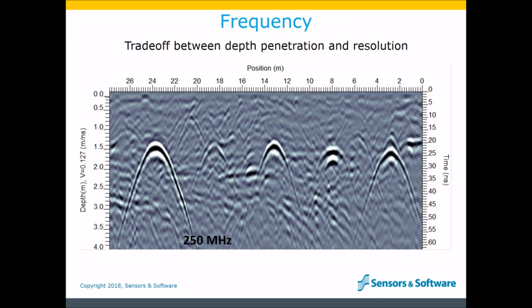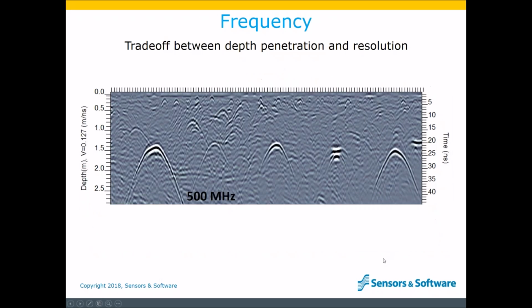Now, if you are looking for shallower utilities, for example, fiber optics, you could use a 500 megahertz base system. As you can see, we can still see the deeper targets, although they are a little bit weaker. But now the GPR also picks up many shallower objects in the 20 to 30 centimeter range.